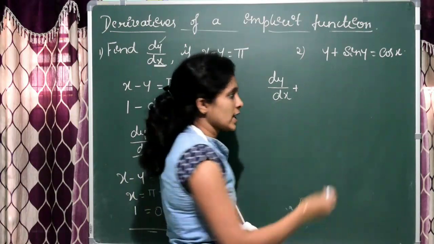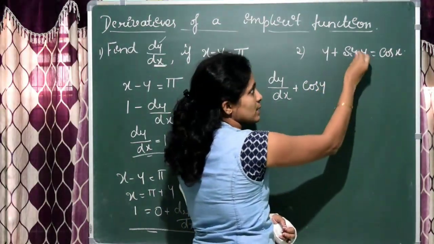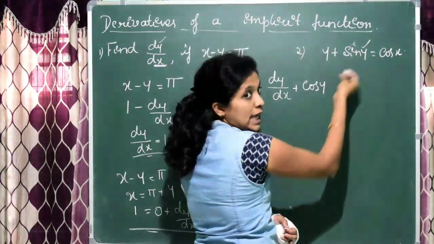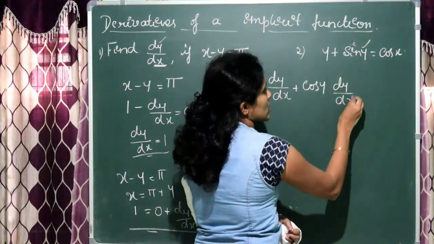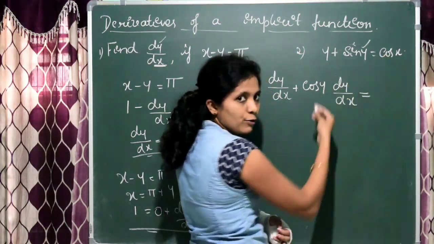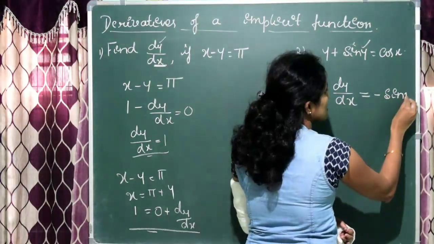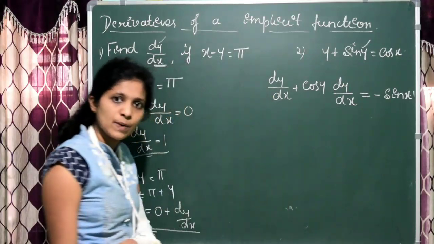What is the derivative of sin y? It is cos y, but you are differentiating with respect to x. After the completion of this one sin, you have to find the derivative of y. So derivative of y will be equal to dy by dx. So this is equal to derivative of cos x. Derivative of cos x will be equal to minus sin x. And derivative of x is equal to 1 because you are differentiating with respect to x.